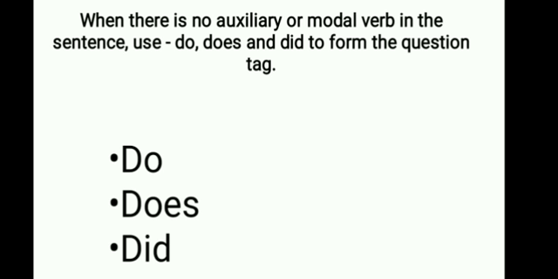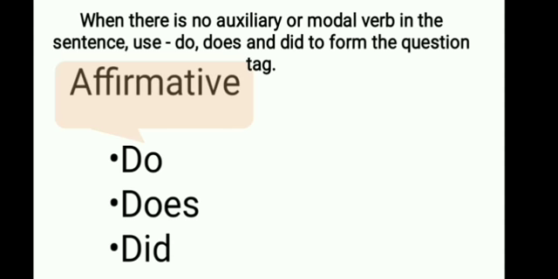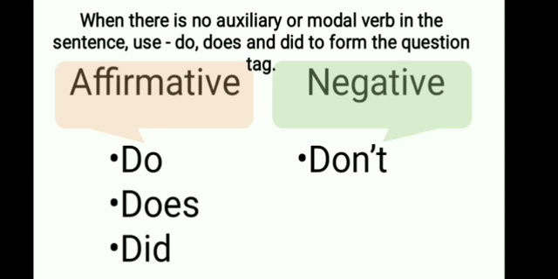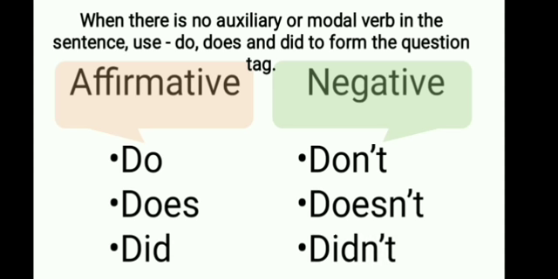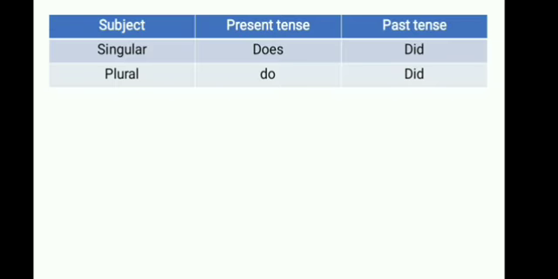Okay, so see, as I write these verbs, you can find that they are in affirmative form, right? So when the sentence is negative, we use this affirmative form: do, does, did. But when the sentence is positive, the negative form used would be don't, doesn't, and didn't. You will make use of these verbs only when there's no auxiliary or modal verb in the sentence. Now let's see how exactly it is to be used, when to use do, when to use does, and when to use did.